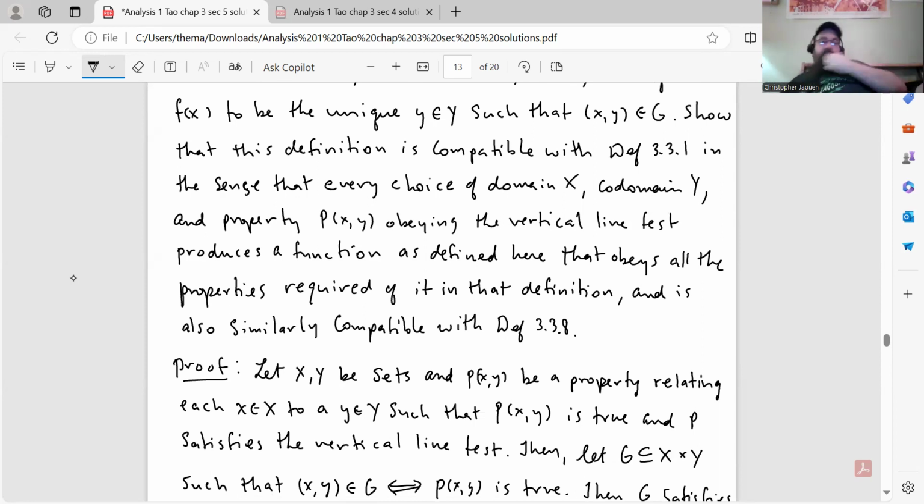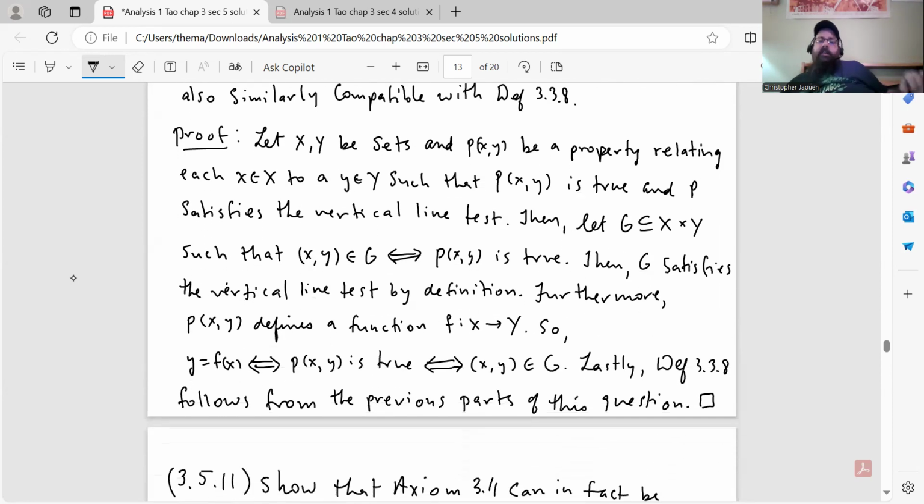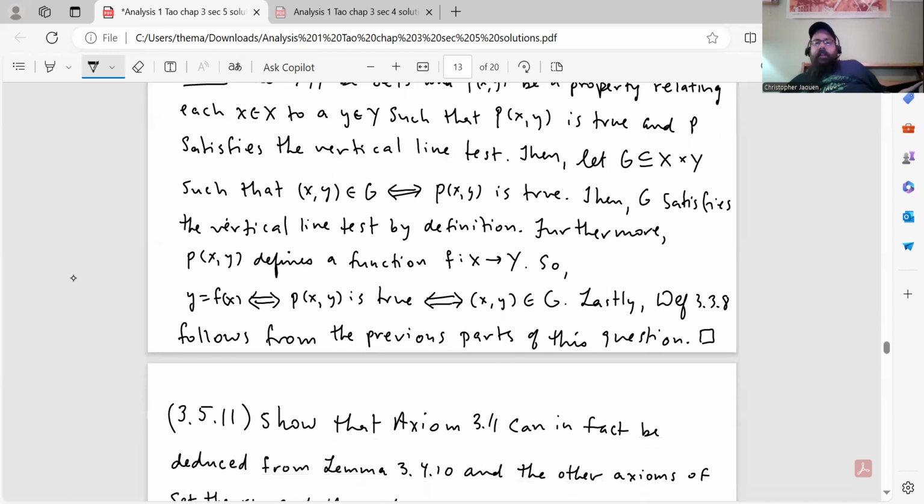Okay, here's my proof. Let X and Y be sets and let P of xy be a property relating each x in X to a y in Y such that P of xy is true, and P satisfies the vertical line test. Then let G be a subset of X times Y such that xy is in G if and only if P of xy is true. Then G satisfies the vertical line test by definition.